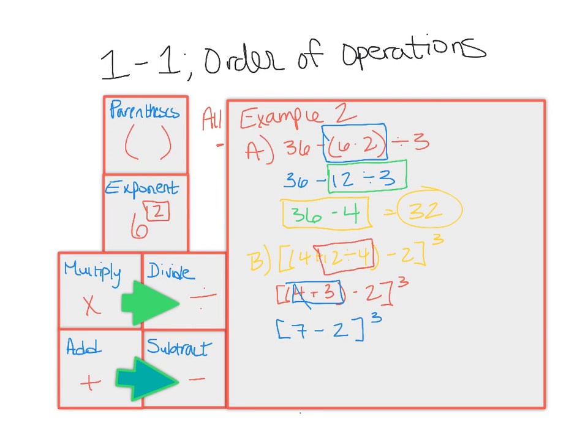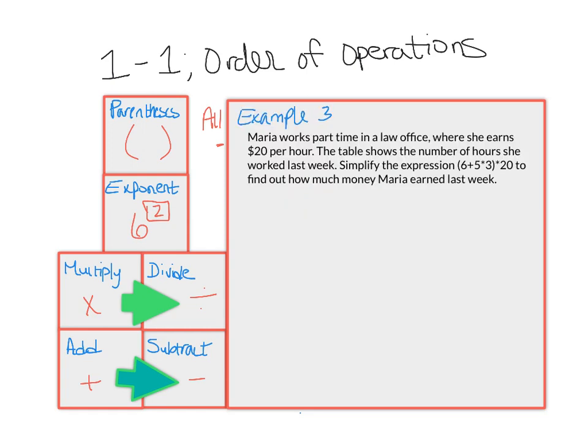Now brackets would be our next step. They're like our next set of parentheses. So I need to do what's in the brackets next. Okay? And 7 minus 2 is 5, and then that is what I'm going to cube. 5 cubed is like saying 5 times 5 times 5. 5 times 5 is 25. Times 5 is 125. Okay?